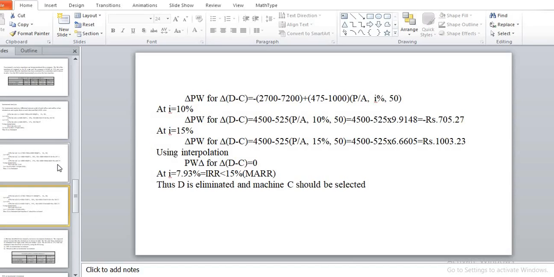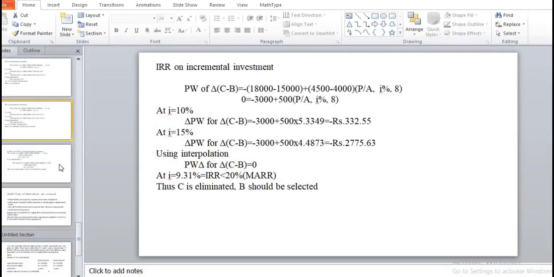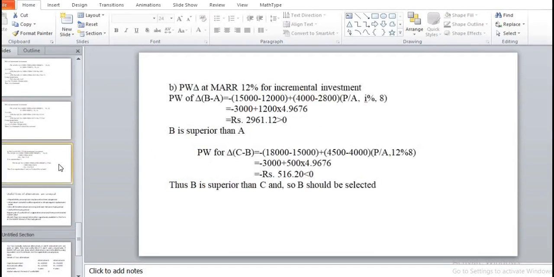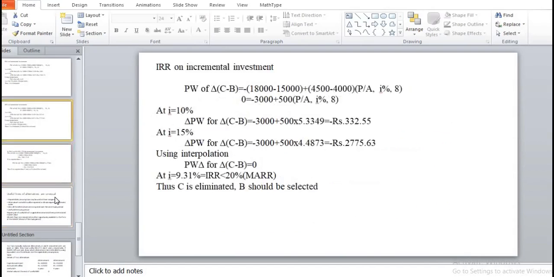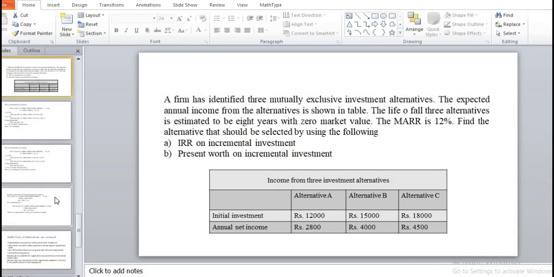that this particular project is a suitable one, or this alternative is suitable one. So this is the incremental consideration. So second example. In the second example, we can consider again the incremental type of internal rate of return method.